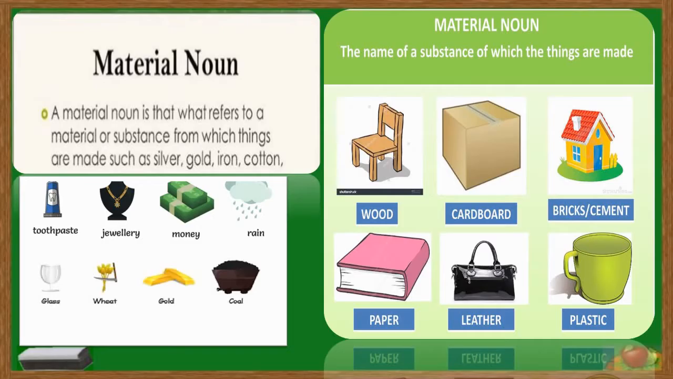House, made from bricks and cement. Material noun. Bag, made from leather. Cup, made from plastic or glass. So all these substances are made from material, so it is called material noun.